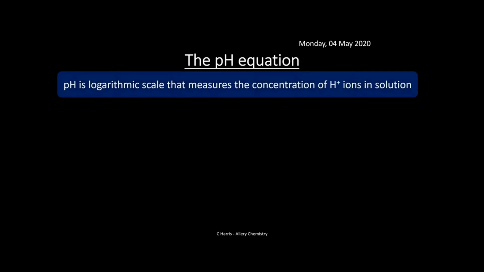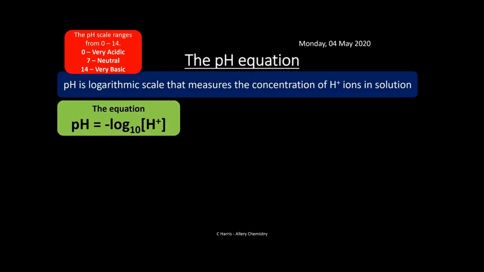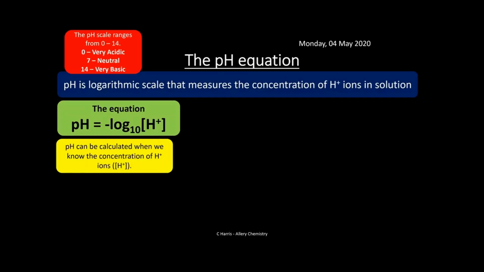Okay, so let's look at the pH equation. pH is a logarithmic scale that measures the concentration of H+ ions in solution. You would have seen the pH scale at GCSE, probably well before. It goes from 0 to 14, 0 being very acidic, a strong acid, 14 being very basic, a strong base, and 7 is neutral, bang in the middle. The equation we use is pH equals minus log to the base 10 of [H+]. The H+ ions come from the solution, and the logarithmic scale is what you'll find on the calculator.